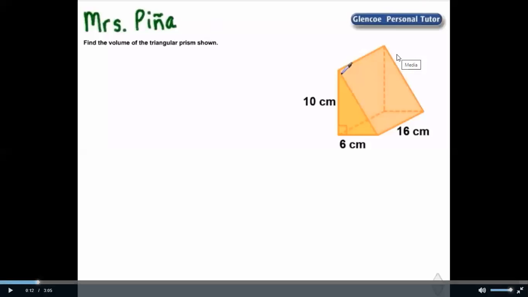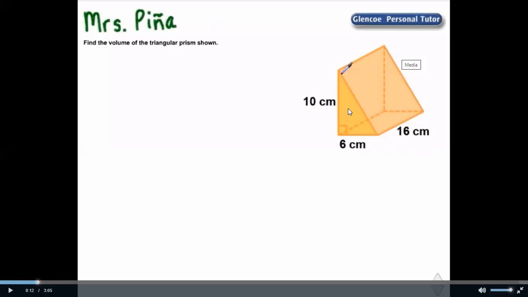All right, Mrs. Pena here has a little bit harder of a problem. She's got a triangular prism. Triangular prism because this triangle and this triangle are the bases. That means that the height between them, the height of the prism, is going to go along this bottom, or equally along the top. They'll both be 16 centimeters. The problem is going to come with this letter H in height. This is the height of the prism. That's part of our main formula.